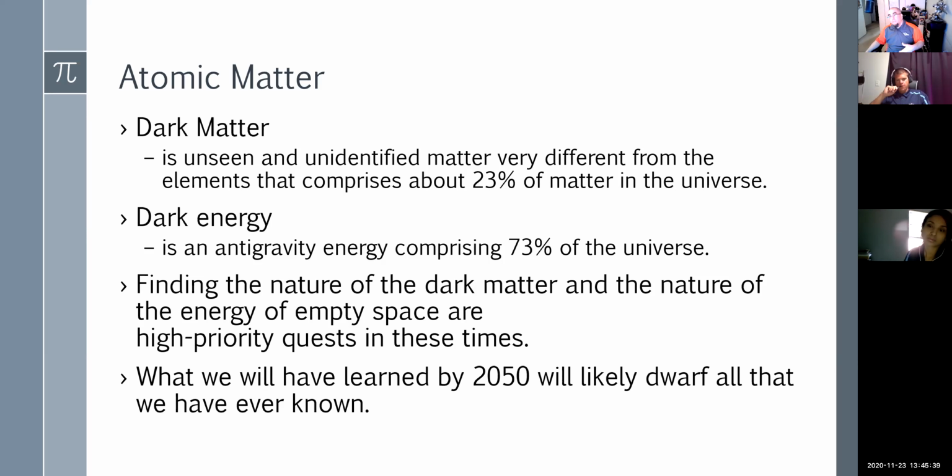The other thing is, if we can figure this stuff out, it may lead to things like quasi-dimensional spaces and all kinds of cool science that goes along with string theory. So what we'll have learned by 2050 will likely dwarf what we know now. And that's the nature of science. As we progress, we take these leaps and things change.